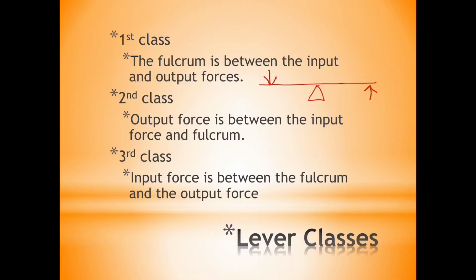A second class lever has the output force or the resistance force between the input force and the fulcrum. So between the effort force and the fulcrum. So let's draw that. So here's our fulcrum. It says our output force is between our effort force and our fulcrum. So our resistance force is going to be here, and our effort force is going to be there.